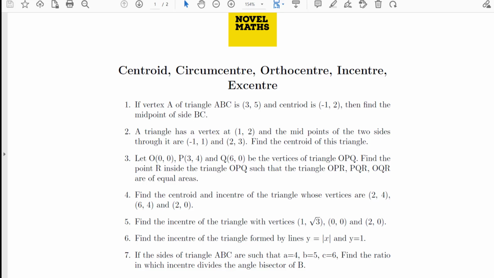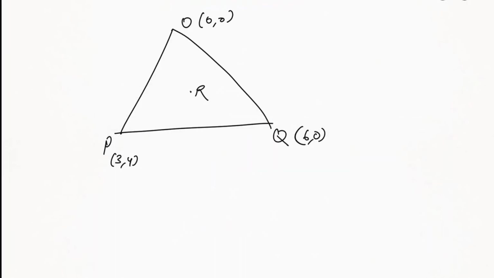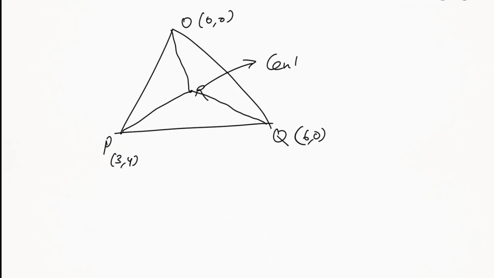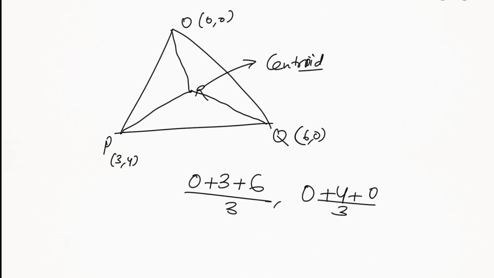It says the areas of OPR, PQR, and the other, ORQ or OQR, are equal. So this point must be the centroid, right? And once the points are given, you can easily figure out the centroid. Just add all together: (0 plus 3 plus 6) over 3, and (0 plus 4 plus 0) over 3. So the answer is (3, 4/3).